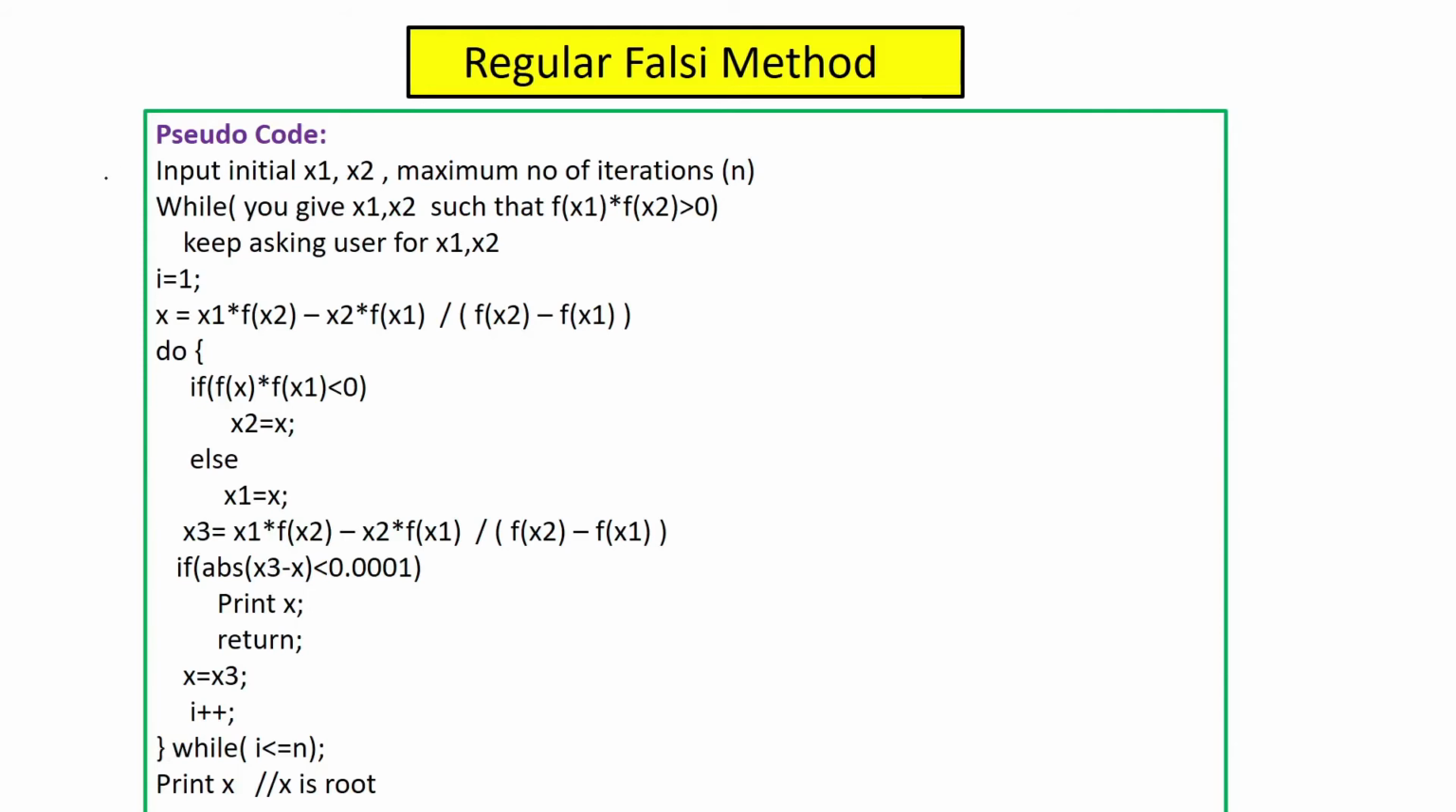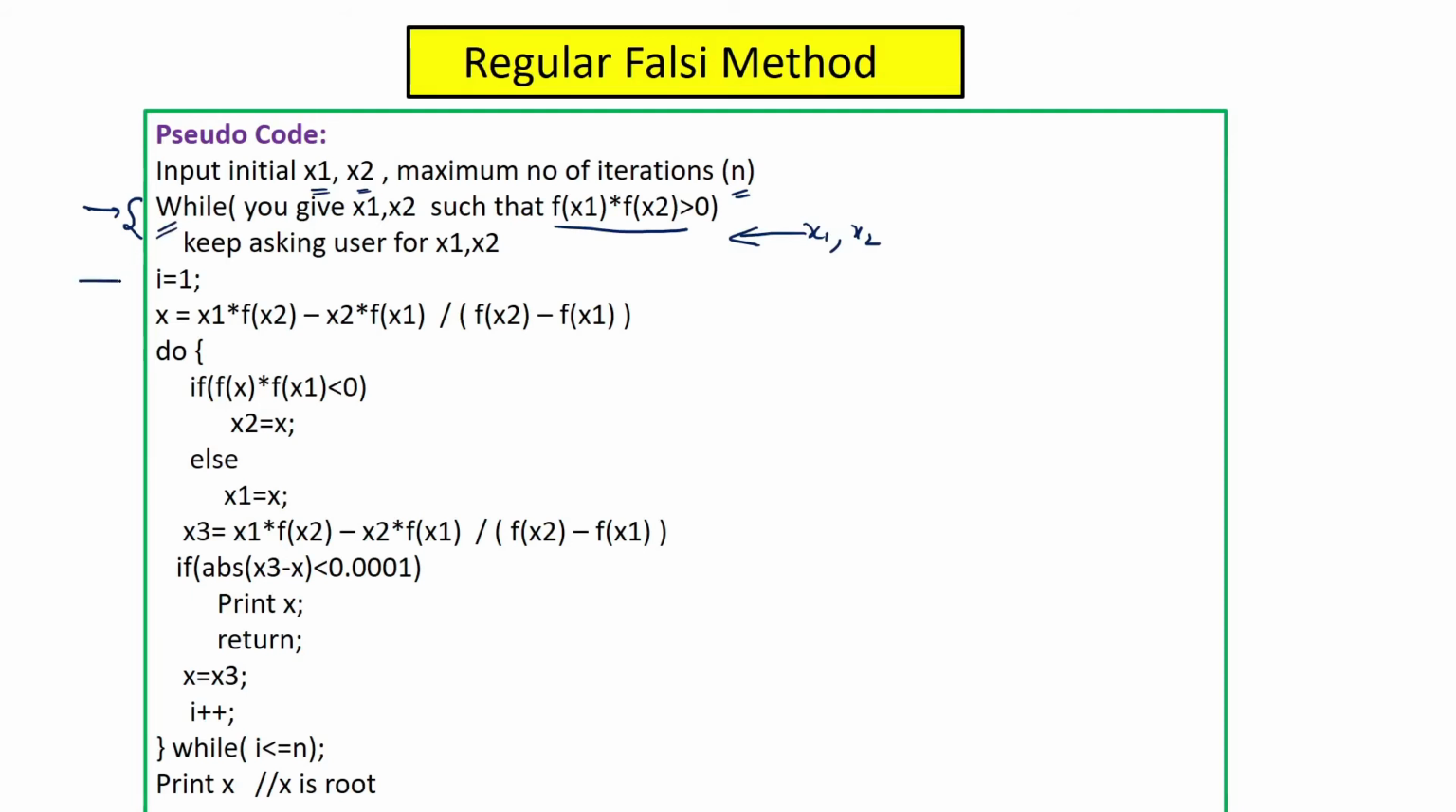As in the bisection method, we were inputting the values of x1 and x2 and the maximum number of iterations. Same thing we are doing here also. After that, we are asking the user to enter the values of x1 and x2. So till the point f of x1 and f of x2 are not of opposite sign, we are asking the user again and again to enter correct values of x1 and x2. Now let's say the user enters correct values of x1 and x2, then we will come out of this loop. You can implement this using any loop.